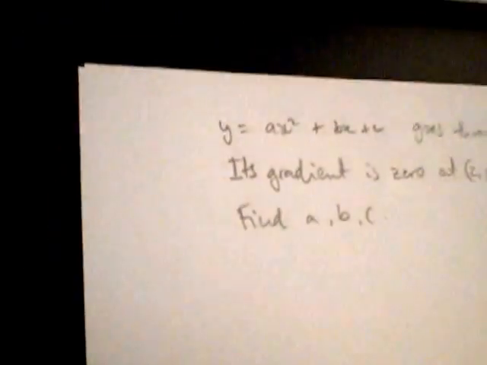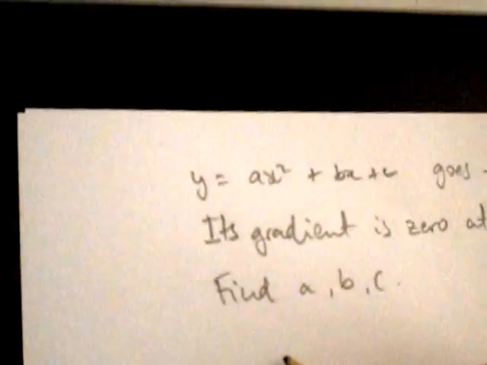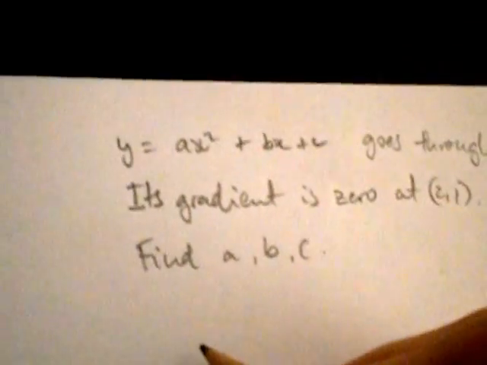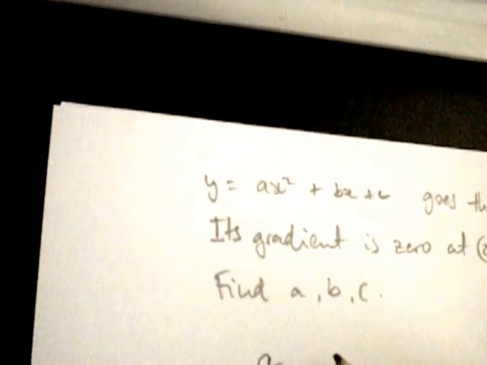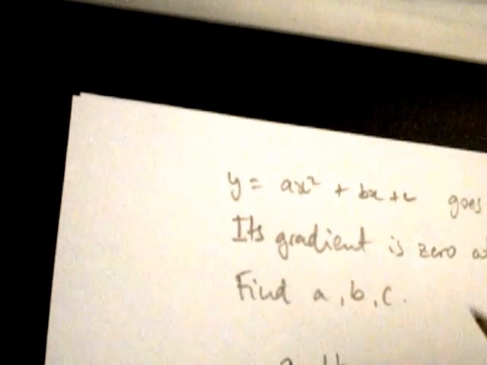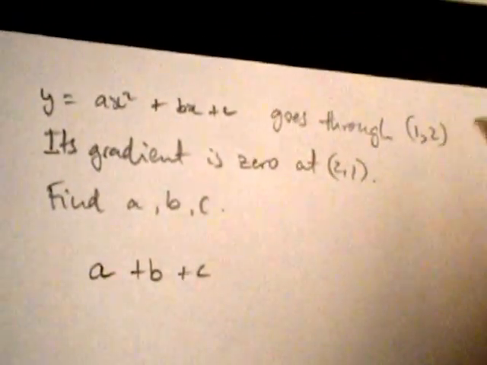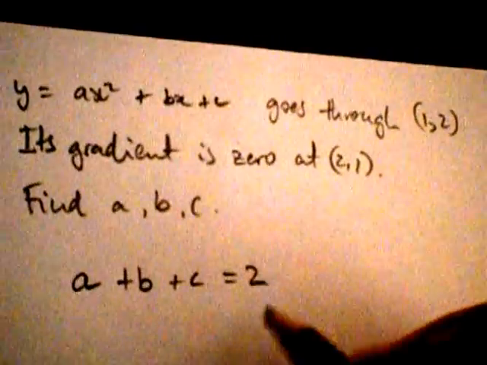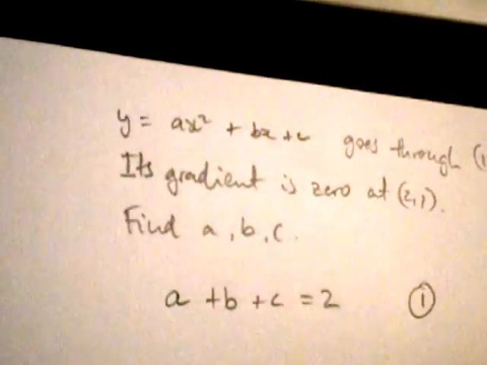Okay, so just like you did, we can write that when x is 1, we get a times 1 squared, so that's just 1a, plus b times 1, so that's just b, plus the c, and because we're using this point here, the y value, or the answer, is 2. And that gives us our first equation.